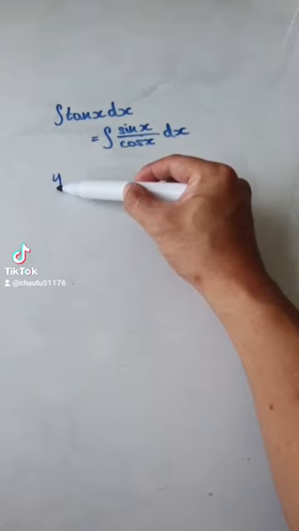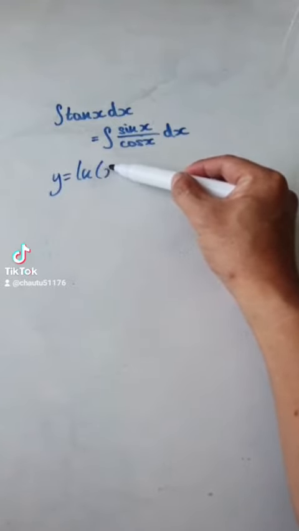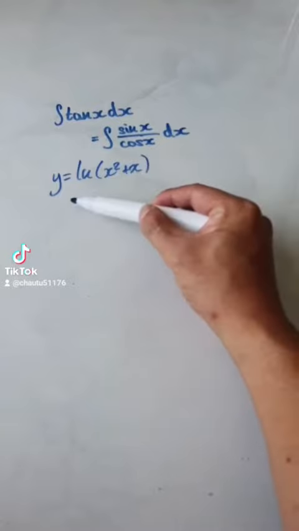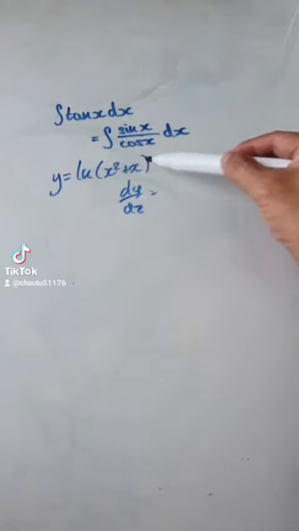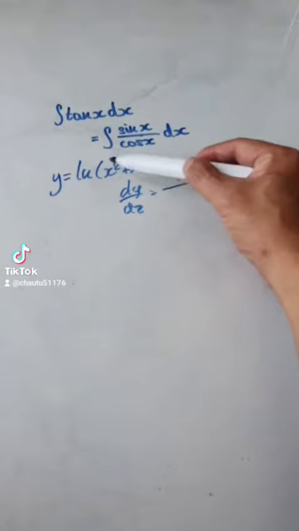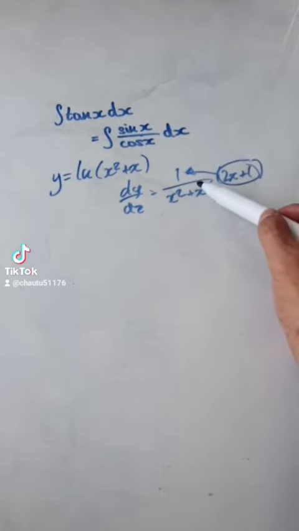If you consider this, let me give you something random: natural log of x squared plus x. Now when you differentiate this, it would be 1 over the bubble, imagine this as being a bubble, 1 over the bubble times the derivative of the bubble itself, 2x plus 1, and then this gets multiplied to the top. What's important is that the numerator is the exact derivative of the denominator.